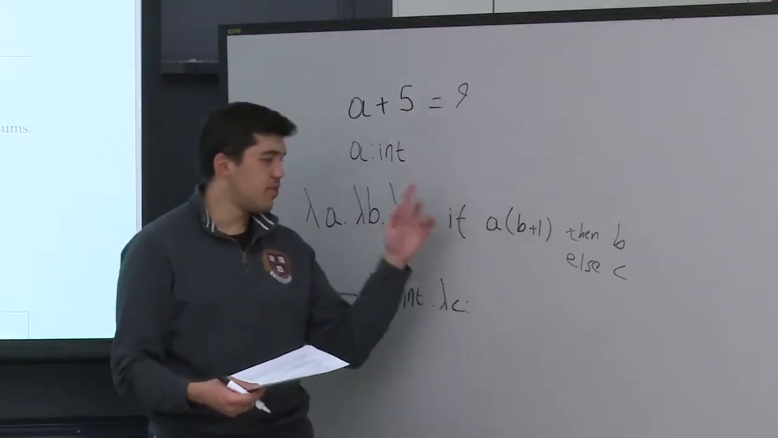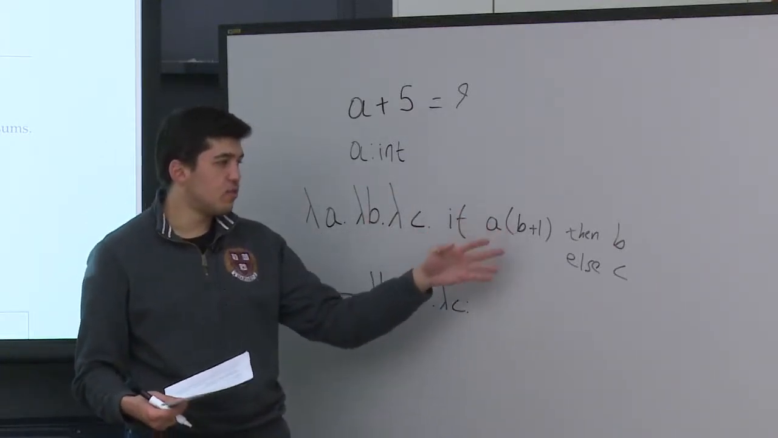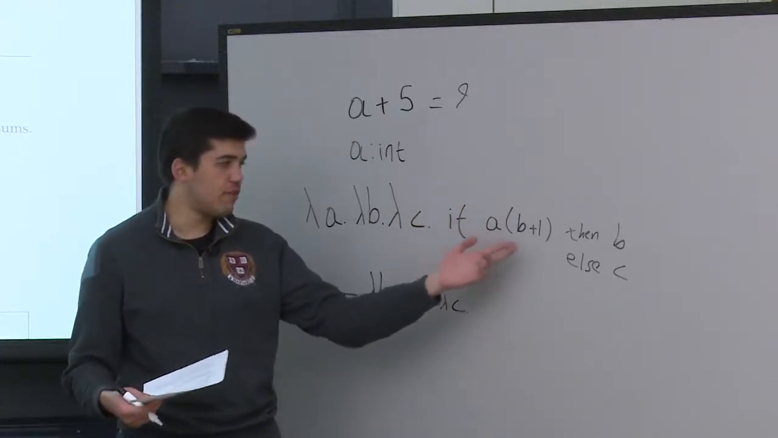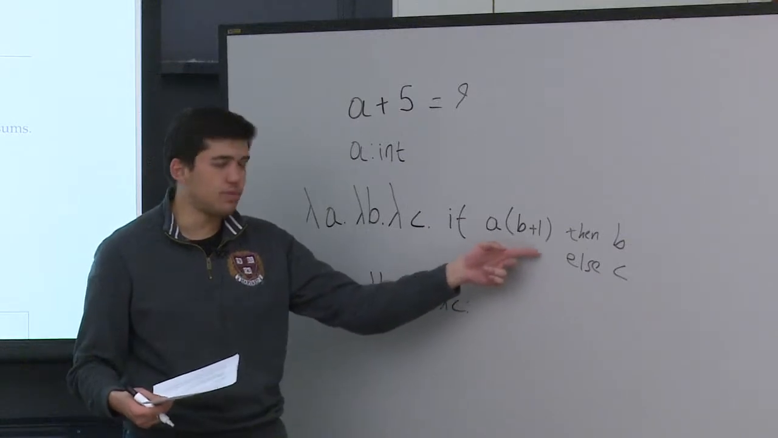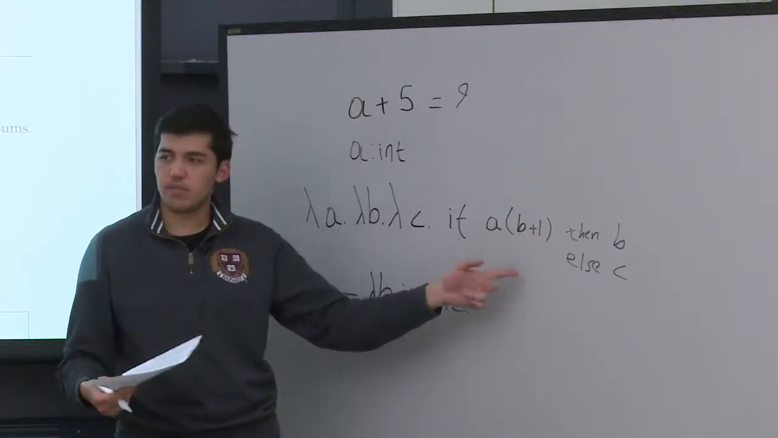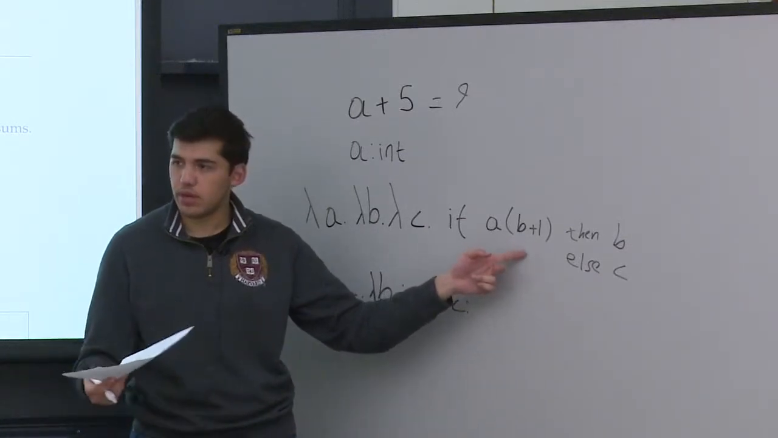Here we can see that we have an if expression, and we know that in if expressions you need to have a boolean here, right? So the thing here at the end, a (b + 1), whatever this evaluates to, it must evaluate to something of type boolean, right?